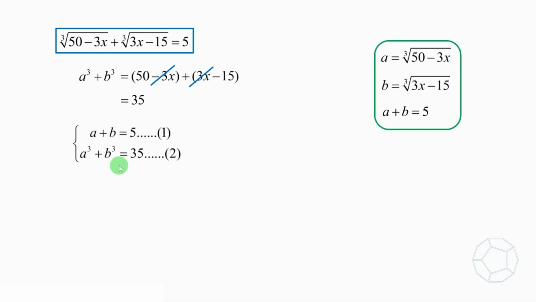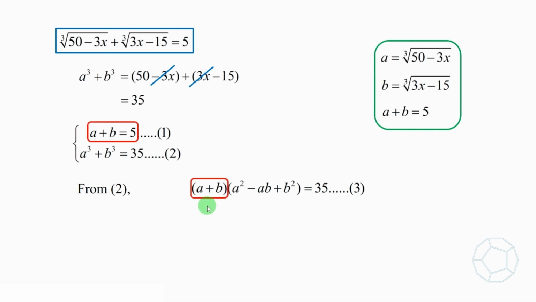So we set up two equations for two unknowns, which are a plus b is equal to 5 and a cubed plus b cubed is equal to 35. Label them as equations 1 and 2. As the second equation is the sum of two cubes, we can apply the identity to factorize it. It's (a plus b) times (a squared minus ab plus b squared). Let's call it equation 3.